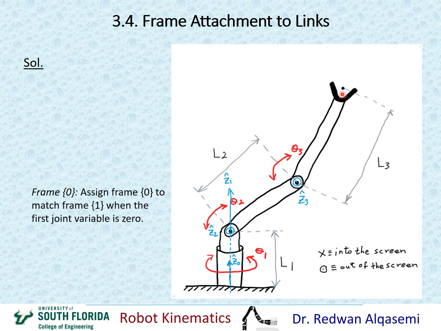Okay, now going to frame N, or frame 4. This is the end effector frame. I don't have a joint here.